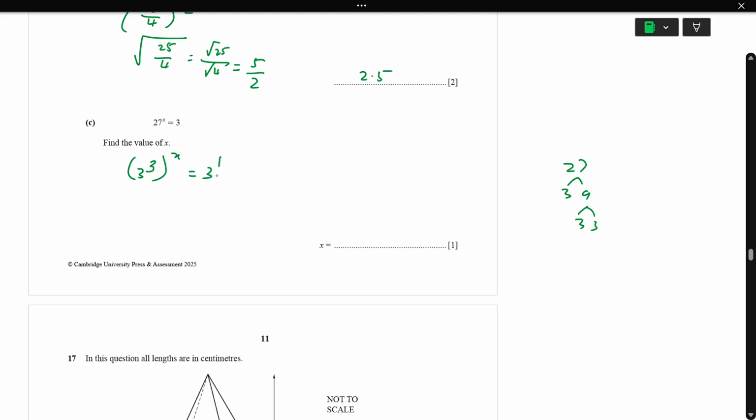So here, power 1 is always there. So 3 power 3x equal to 3 power 1. So compare both sides, the same base. So in the exponent we can make it equal. So x equal to 1 by 3. So 1 by 3 is the answer here.